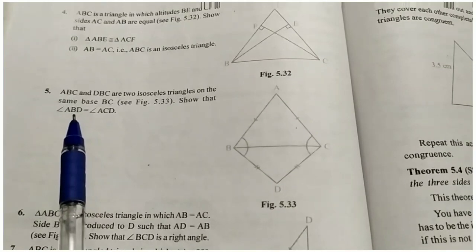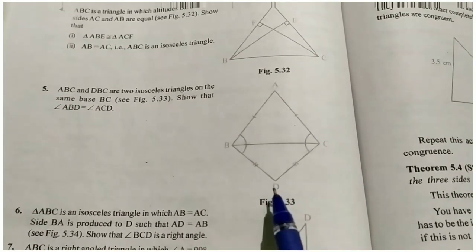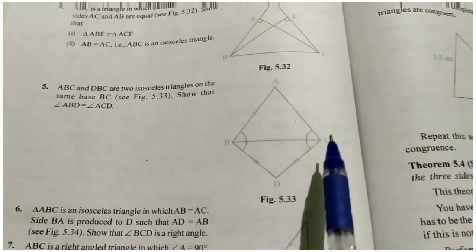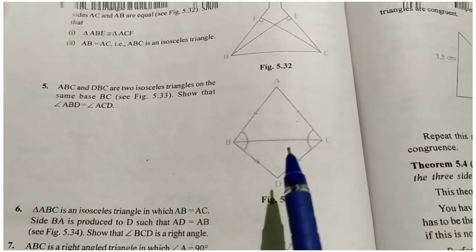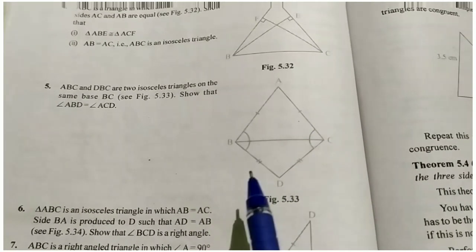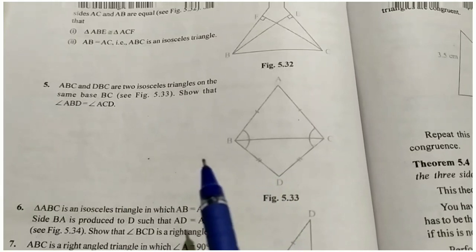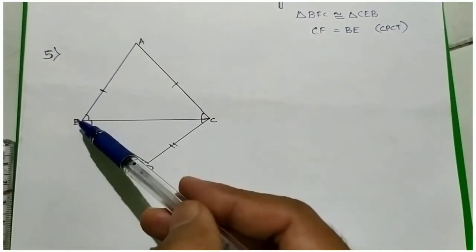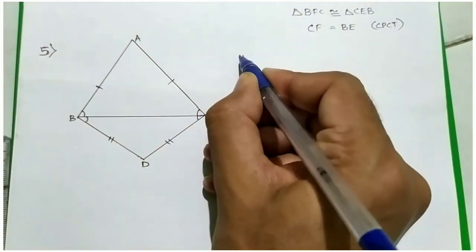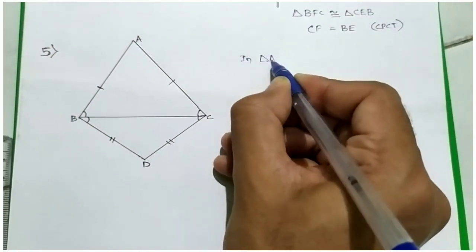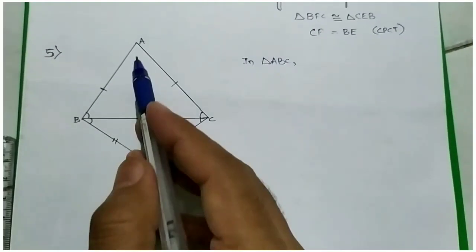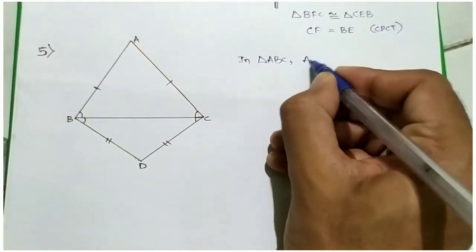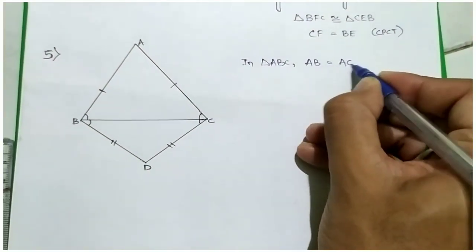Show that angle ABD, the total angle B, is equal to total angle ACD. Okay, so using the isosceles triangle property, we have to solve this problem. Now in the figure, ABC is an isosceles triangle. Okay, so then in triangle ABC, they given here one mark with another one mark, means AB equal to AC. AB equal to AC.